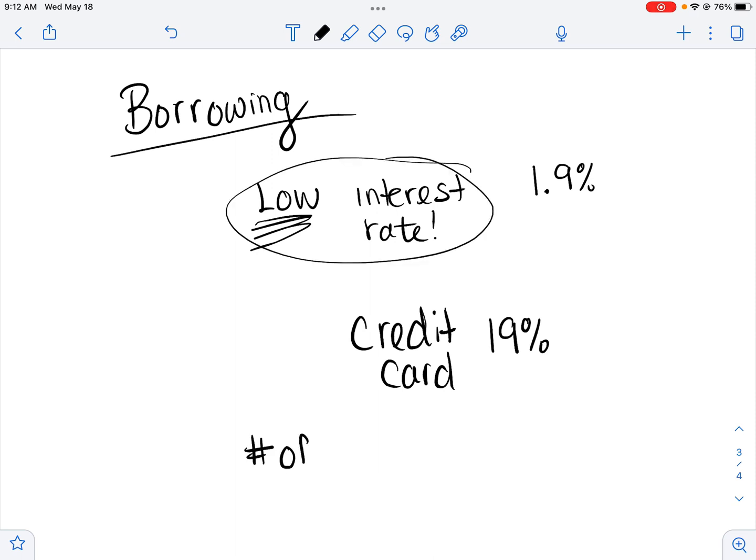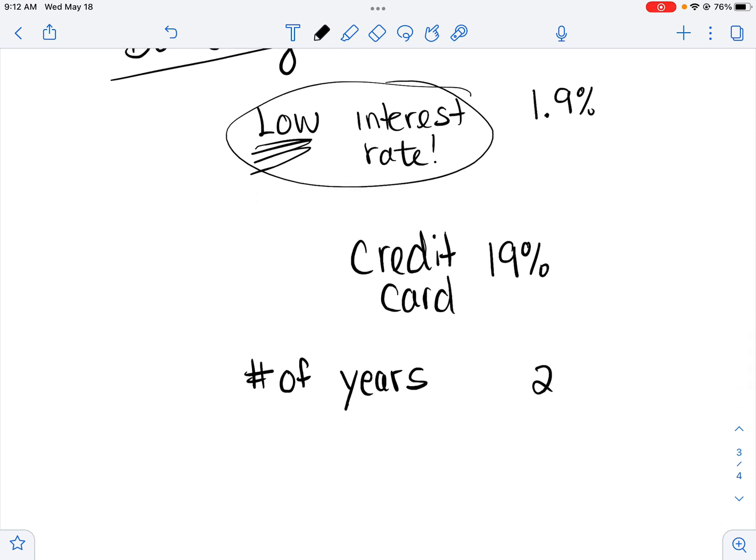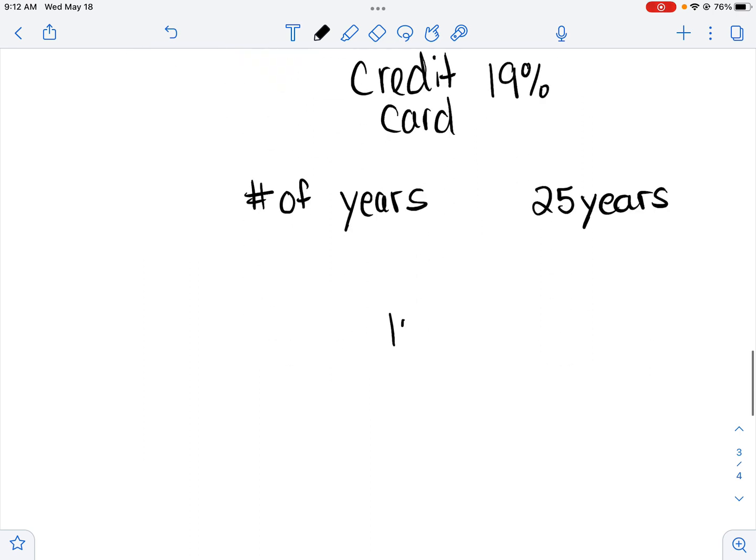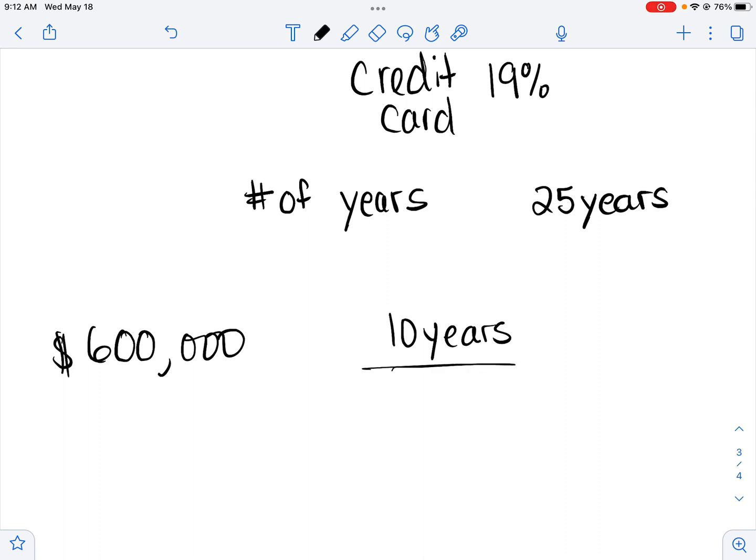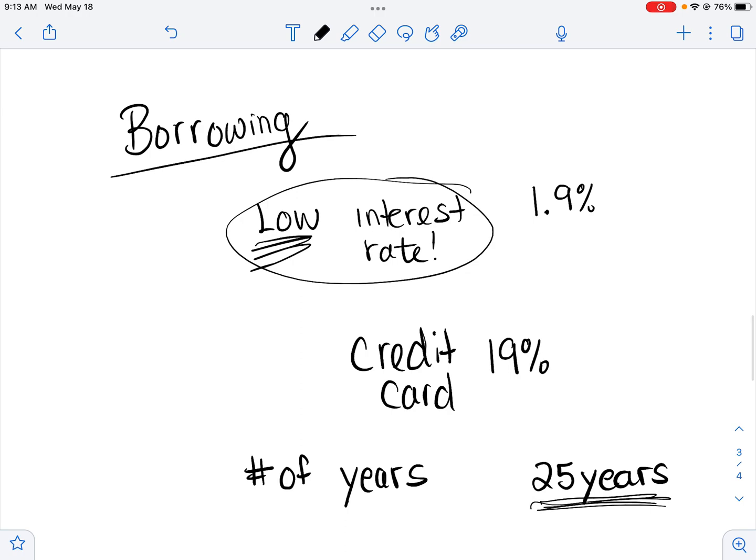Also, the number of years that you're going to borrow money for. So if you pick a high number of years, a lot of mortgages are like 25 years. I think that's what mine is. And some people need that because you don't have enough money to pay. So if your mortgage was only 10 years and you had a mortgage for $600,000, you're going to have to pay a lot of money per month to pay off your mortgage. Whereas if your mortgage was 25 years, your mortgage payments would be a little bit smaller. So maybe you could afford it more. So there's lots of factors when borrowing money.